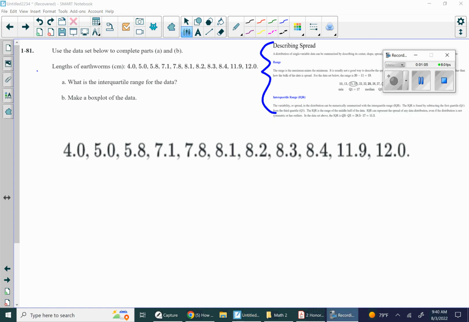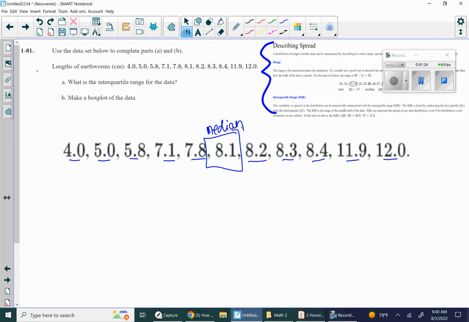So that means I'm going to have 5 data pieces to the left. 1, 2, 3, 4, 5. That's the left half of the data. And 5 data pieces to the right. 1, 2, 3, 4, 5. And this little fella is our median. Okay, so that's the start. We have to get the median.